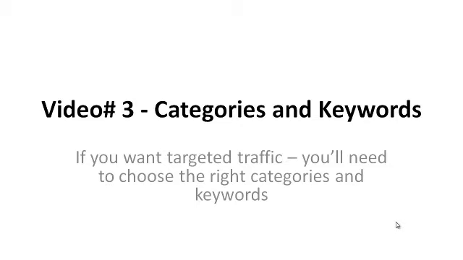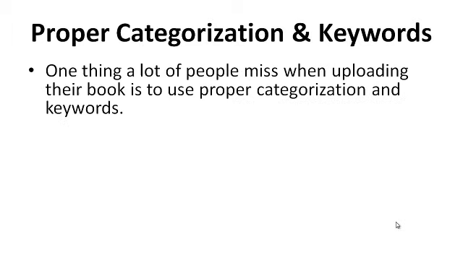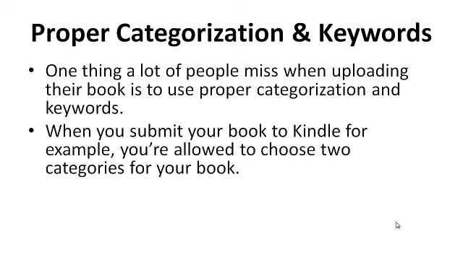If you want targeted traffic, you're going to need to choose the right categories and the right keywords so that your future potential buyers can find you easily. If you have the wrong categories and the wrong keywords, obviously those people who are interested in your book will not be able to find you. And that's one thing that a lot of people tend to miss. When they upload their book, they're all excited, they're all gung-ho, that they forget to use proper categorization and keywords. And I'm going to show you in just a minute how to go about doing this.